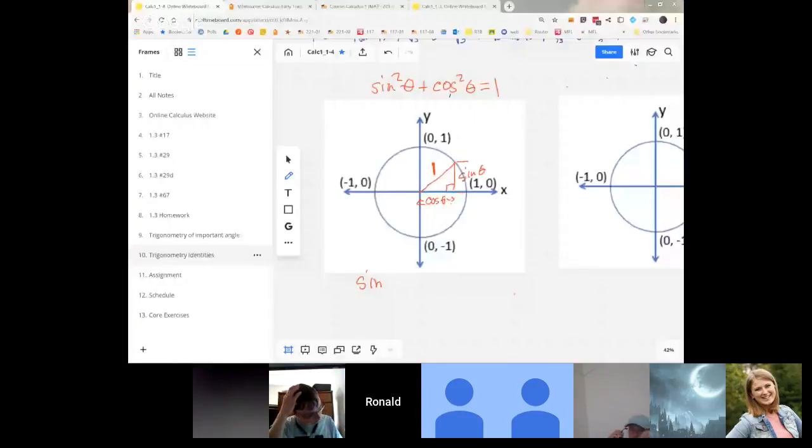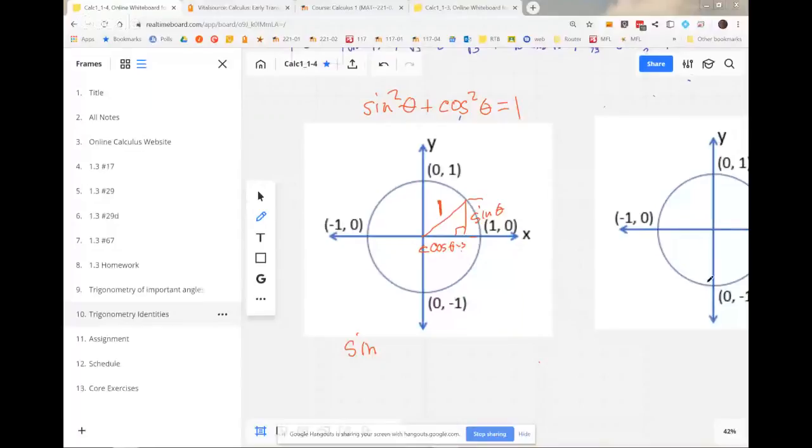There we go. So take the leg opposite, square it, plus the leg adjacent, squared, and that equals the hypotenuse squared. So why is it called a Pythagorean identity? Because it actually comes from the Pythagorean theorem. Let's take a look at another one now.